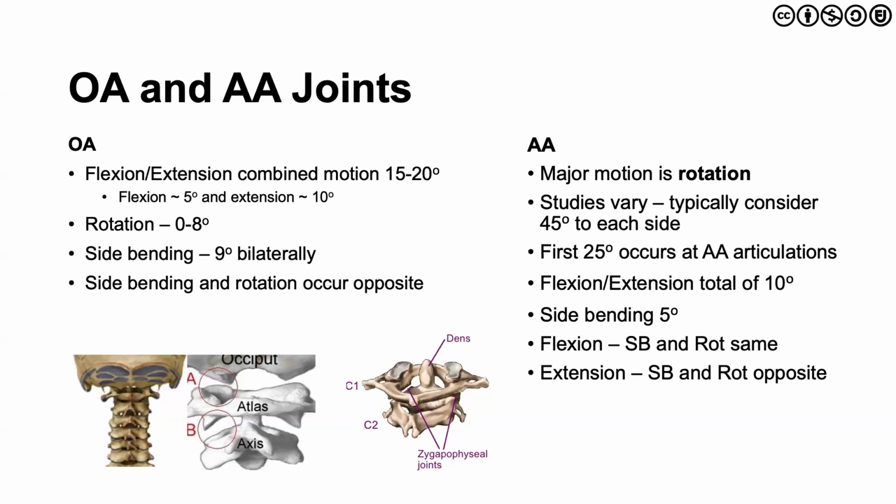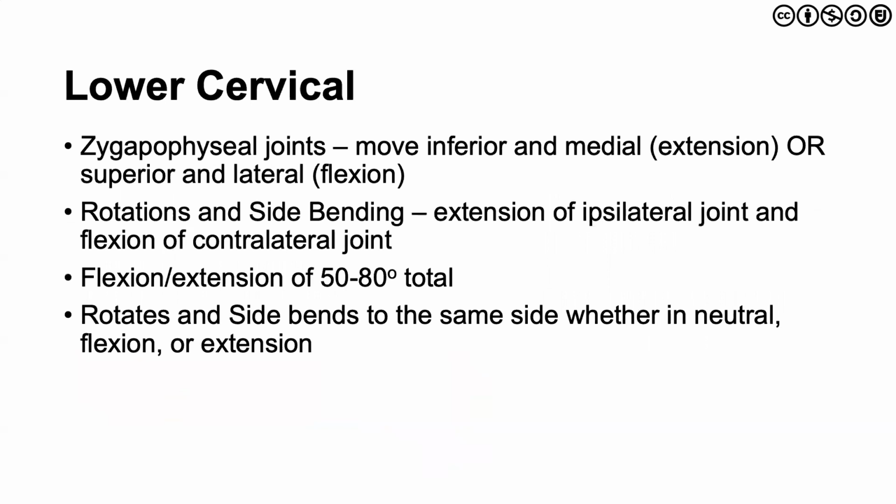Whereas at the AA 1-2, the major motion is rotation, and up to 45 degrees of motion will occur. You'll notice flexion extension is very small, side bending very small. And so again, each one of these joints has a specialized function. The lower cervical spine primarily is going to be contributing to the remainder of rotation and side bending, that's approximately 40 to 45 degrees, but really contributing to flexion extension, 50 to 80 degrees total. Rotate and side bend again to the same side, irregardless of whether we're in neutral, flexion, or extension.